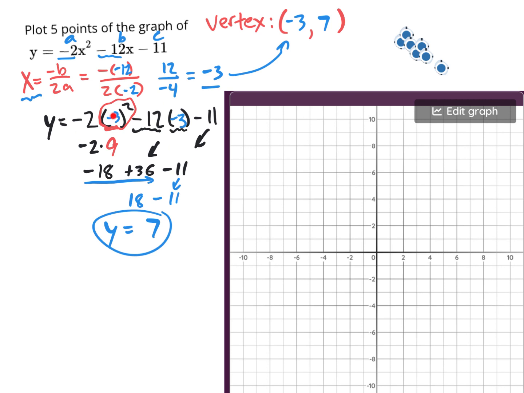So you do all this work on your paper. Of course, you have to turn it in. If you don't have this work, you don't get credit, right? Even though you might graph the correct answer, if I don't see the correct work, you can't get credit. So you are turning in the work.